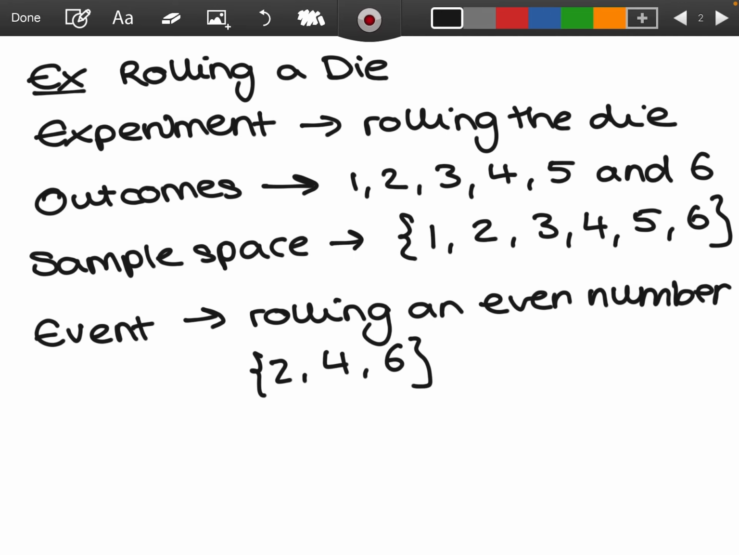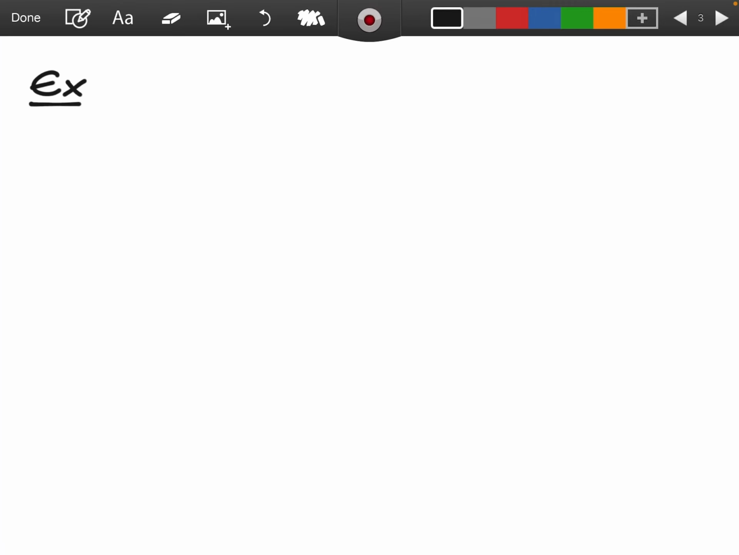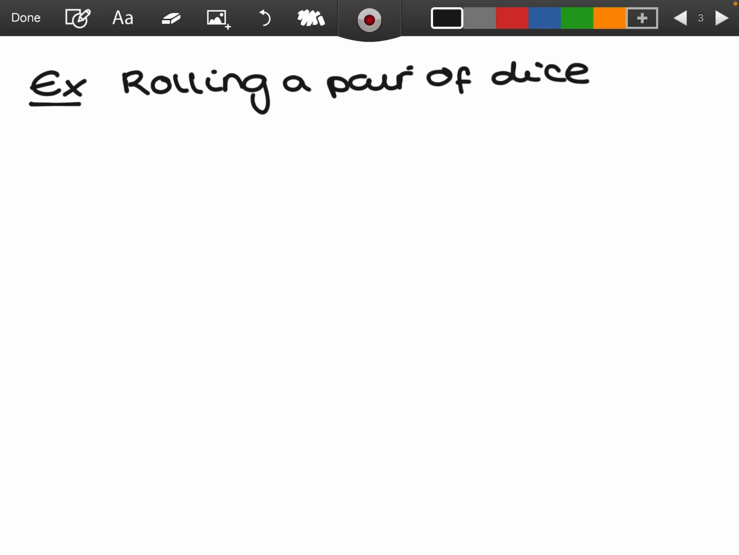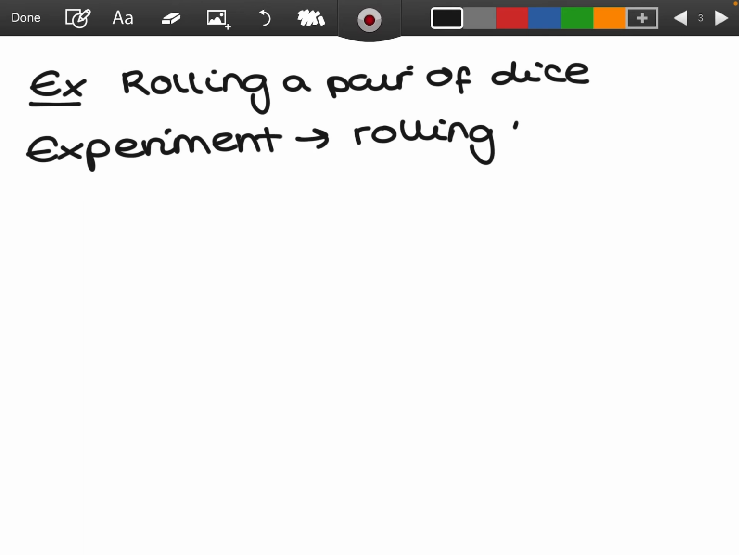I'm going to expand this for my next example and look at rolling a pair of dice. Okay. So now, instead of just rolling 1 die, I'm rolling 2. Okay. And we're going to look at what possibilities that we have. So again, the experiment here is just rolling the 2 dice.